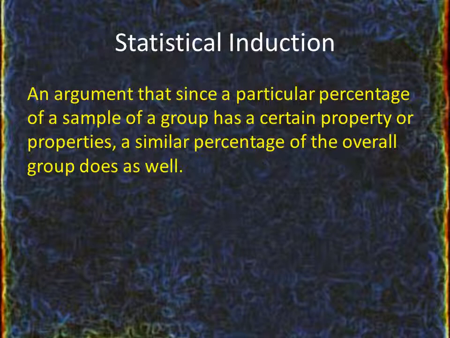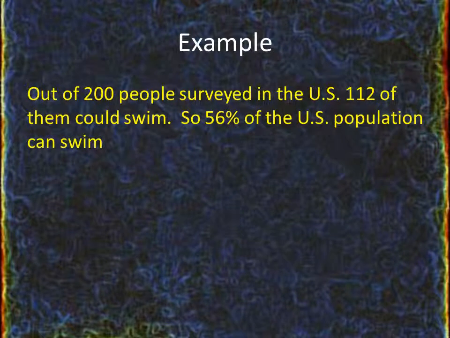Statistical induction. This sort of argument uses the idea that since a particular percentage of a sample group has a certain property or properties, a similar percentage of the overall group does as well. So here is an example. Out of 200 people surveyed in the U.S., 112 of them could swim, so 56% of the U.S. population, roughly, can swim.